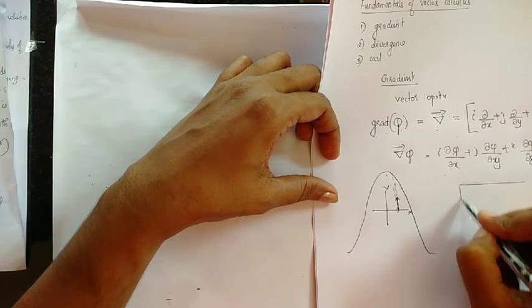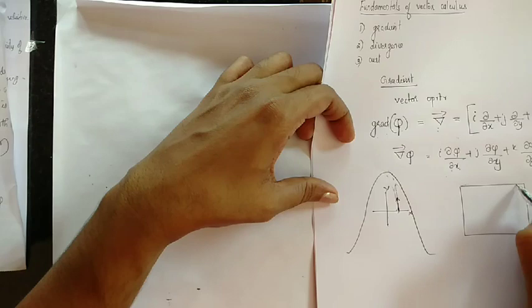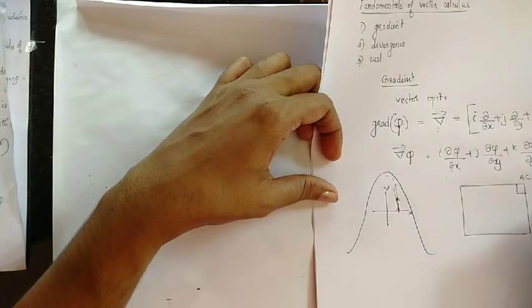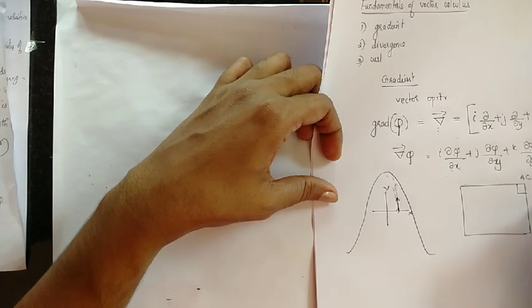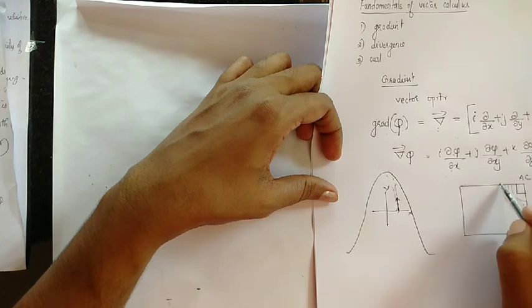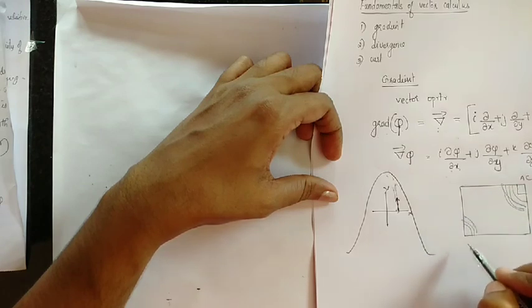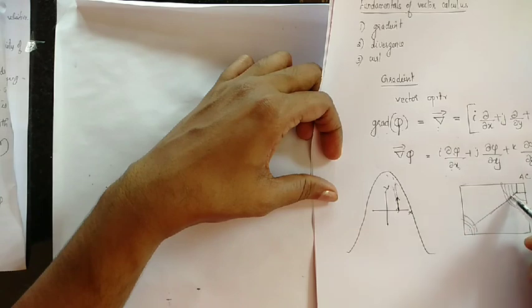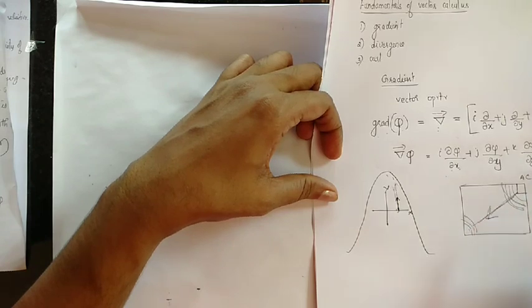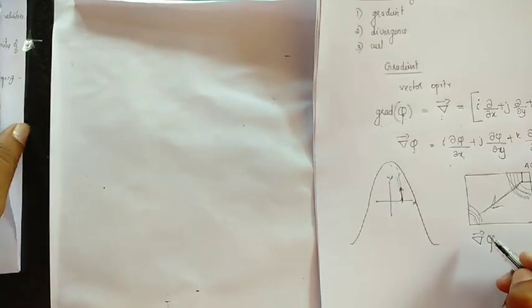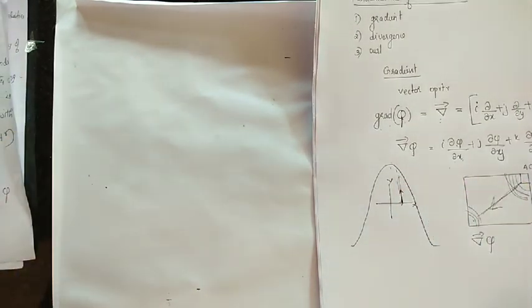Another example: consider a room where an AC is fixed here. Consider temperature as our scalar function, phi. The regions nearby the AC will get cooler faster than the farther regions, isn't it? So the rate of change of temperature will be in this direction. For that, we can take del phi. Del phi will give you the rate of change of temperature in that room.